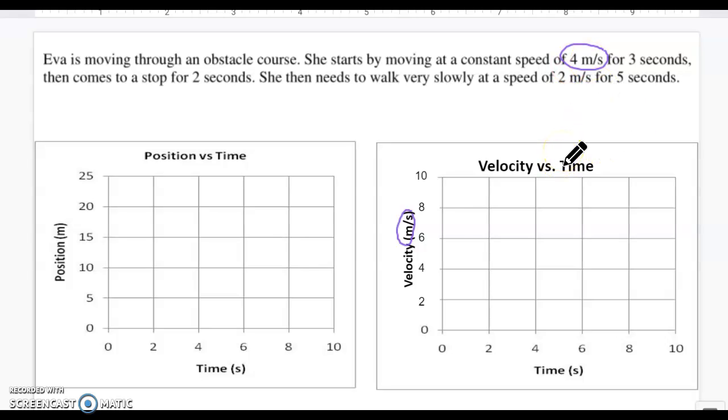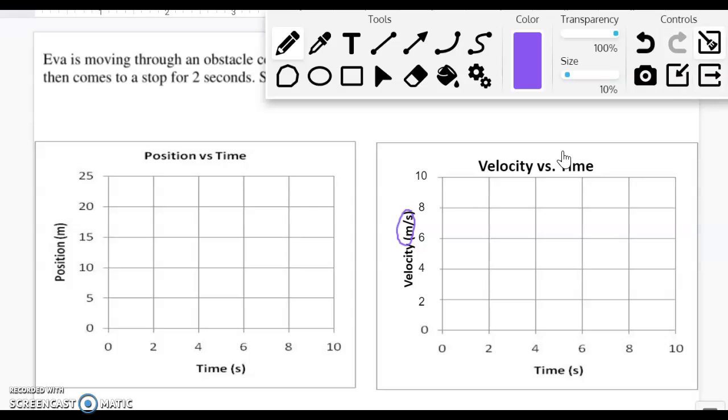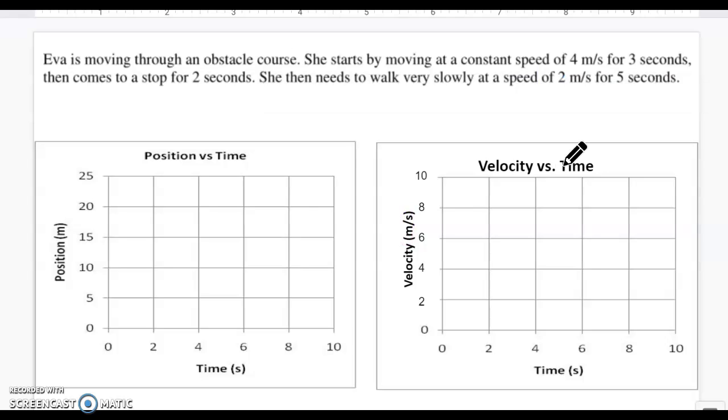So the velocity, it starts off, Ava starts going at 4 meters per second for 3 seconds. So 4 meters per second for 1, 2, 3 seconds. Then comes to a stop for 2 seconds. So their velocity is 0.